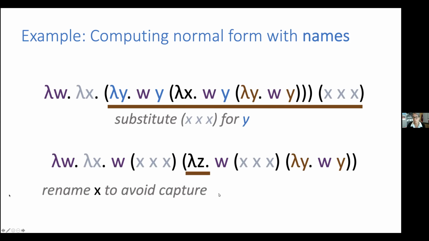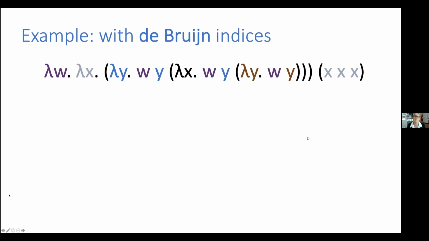So we've done some renaming to avoid capture, and we were able to stop our substitution because we got to the point where there weren't any more blue y's. We knew that because we got to a lambda that bound a y. This captures a lot of the ideas of what's going on if you are working with a representation that just uses names for variables and names for binding. Let's look at the same thing using de Bruijn indices.